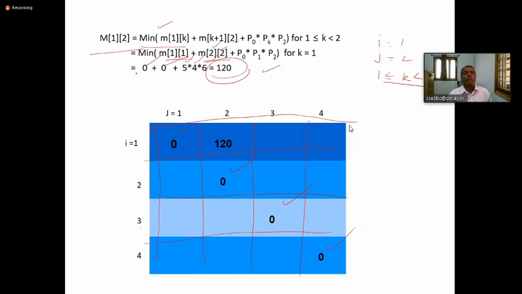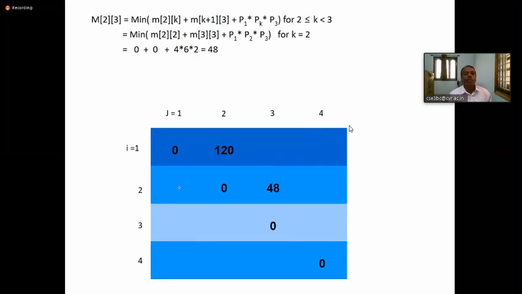Then like that, I calculate 1 to 2. This is the value. 1 to 2, then 1 to 3. Then after that, I calculate 2 to 3. 2 to 3 in the sense this one. What is the value? I is equal to 2, K is equal to 2, and K is less than 3. Are you clear? Like that.